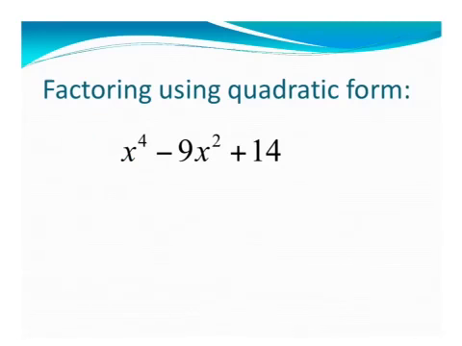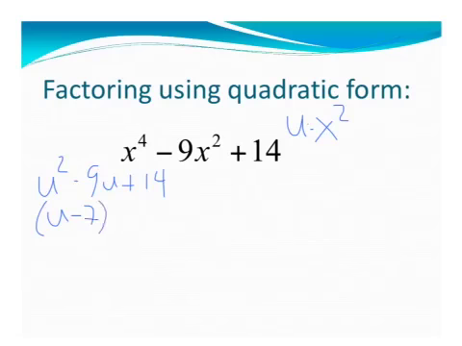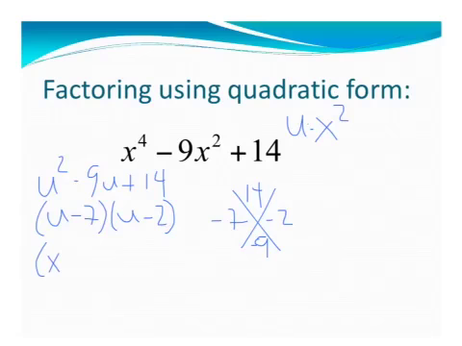All right, same one. Try it, pause it, and then I'll do it for you guys. So I'm going to call u equal to x squared. So I have u squared minus 9u plus 14. That means I have u minus 7, u minus 2, because what multiplies to 14 and adds to negative 9 is negative 7 and negative 2. And then I plug my x squareds back in, so I get x squared minus 7, x squared minus 2.